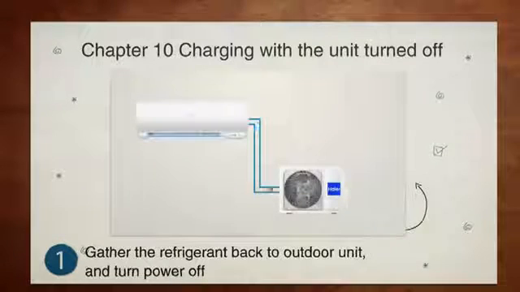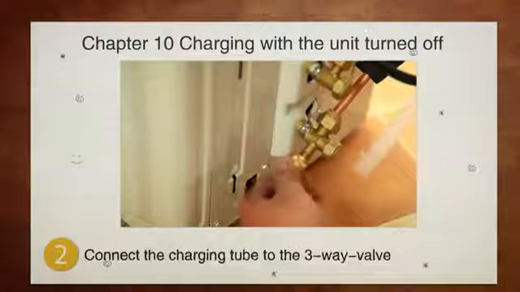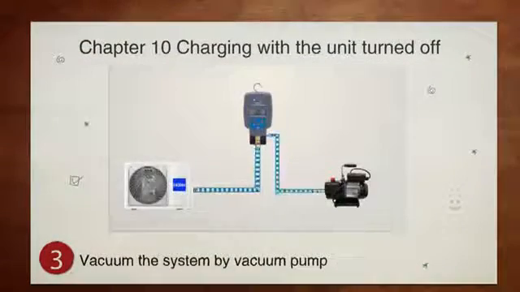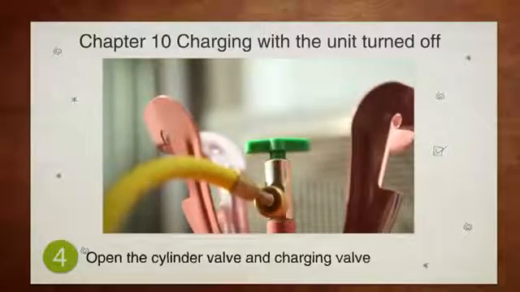Number 1. Gather the refrigerant back to outdoor unit and turn power off. Number 2. Connect the charging tube to the three-way valve. Number 3. Vacuum the system by vacuum pump. Number 4. Open the cylinder valve and charging valve.